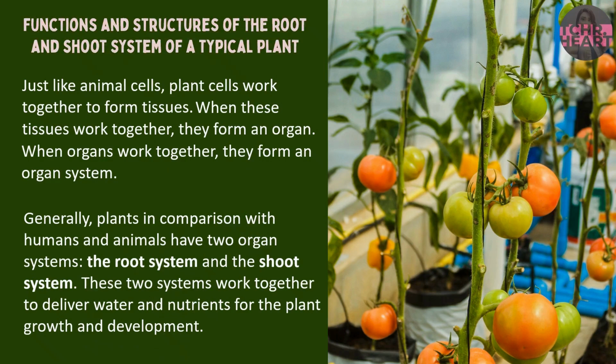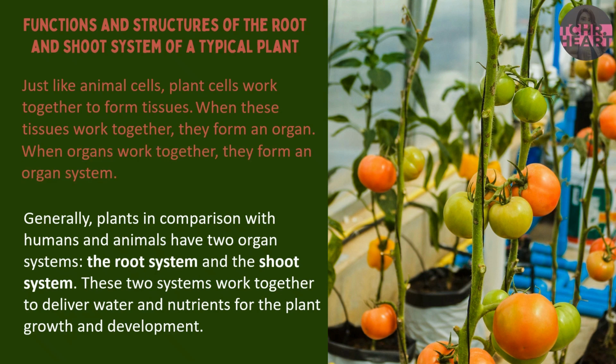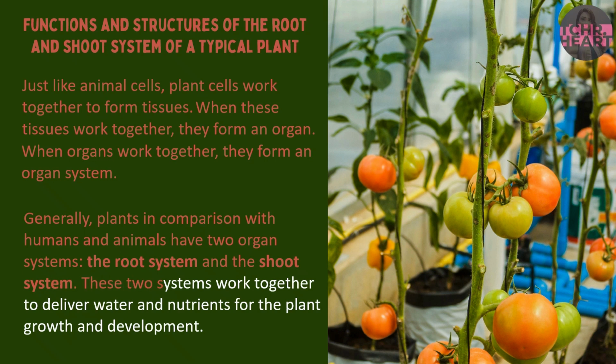Root. Functions and structures of the root and shoot system of a typical plant. Just like animal cells, plant cells work together to form tissues. When these tissues work together, they form an organ. When organs work together, they form an organ system. Generally, plants, in comparison with humans and animals, have two organ systems: the root system and the shoot system. These two systems work together to deliver water and nutrients for the plant growth and development.